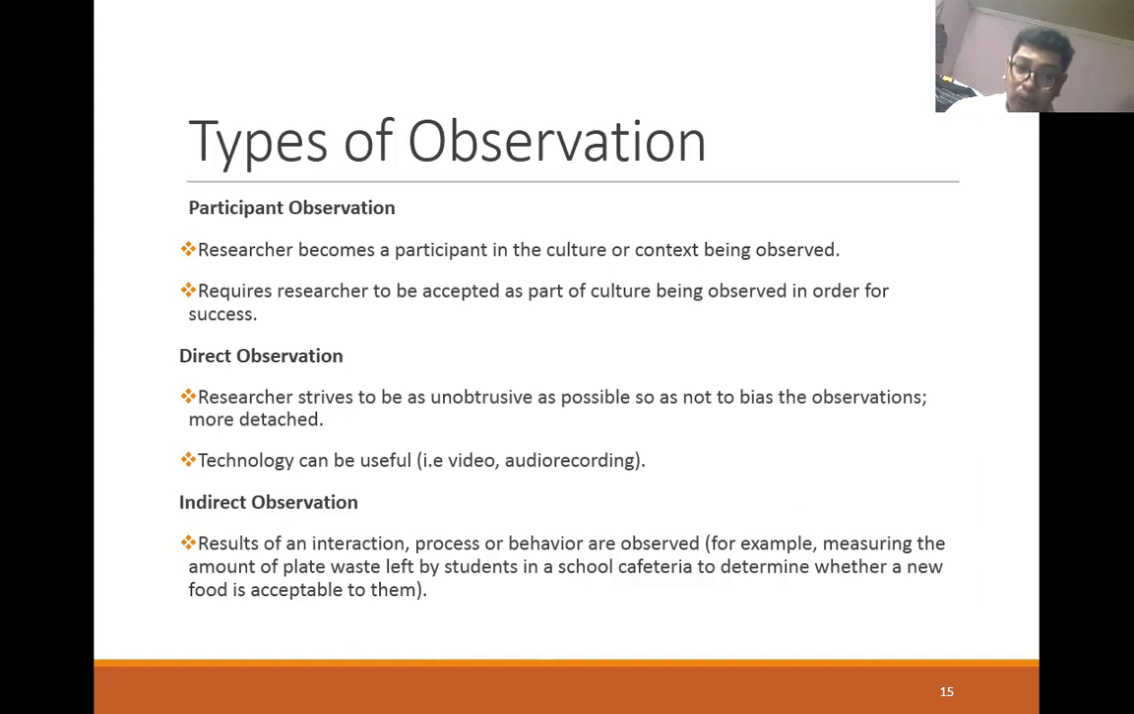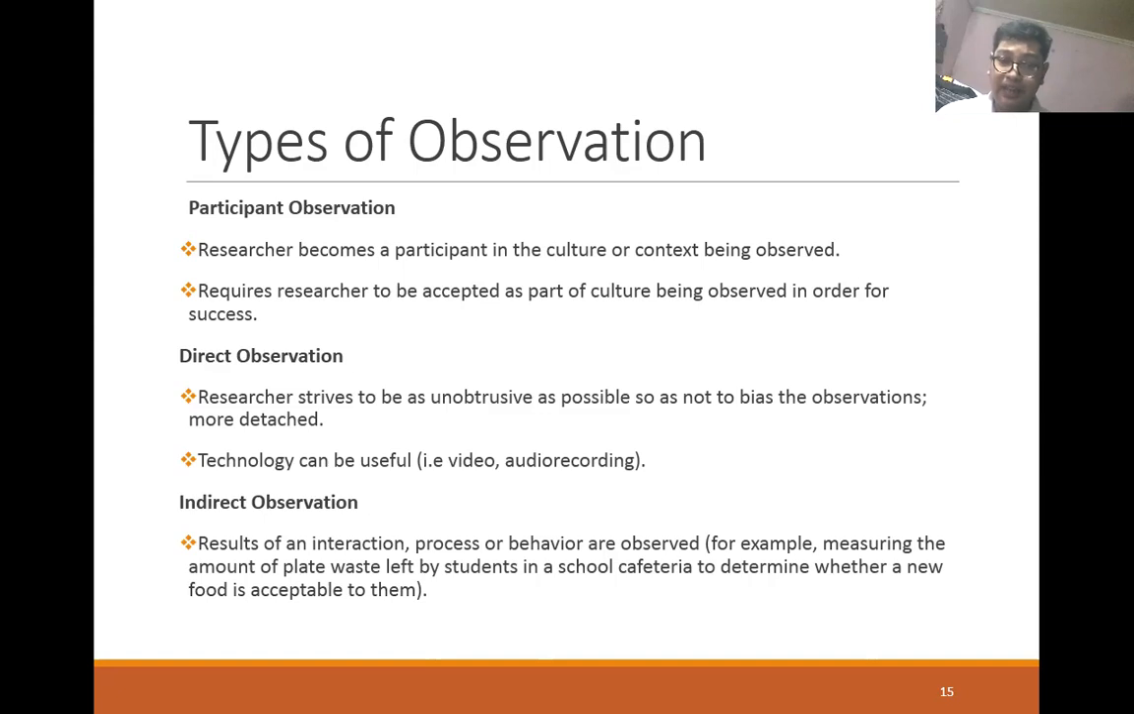So in participant observation, the researcher becomes a participant in the culture. So you join in with them. What are examples of this? In ethnographic research, this is great. Sometimes other researchers even hang out with and stay in the places they visit to study their culture, to soak in the essence of the culture of a place, something like that. Number 2, direct observation: the researcher strives to be as unobtrusive as possible so as not to bias the observations, more detached. Technology can be useful.